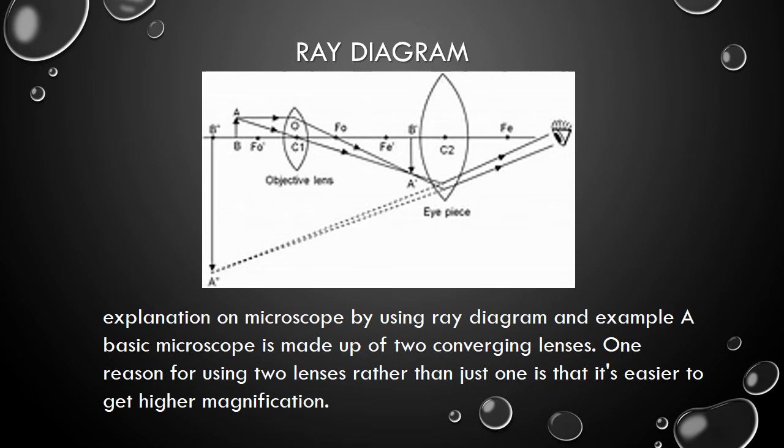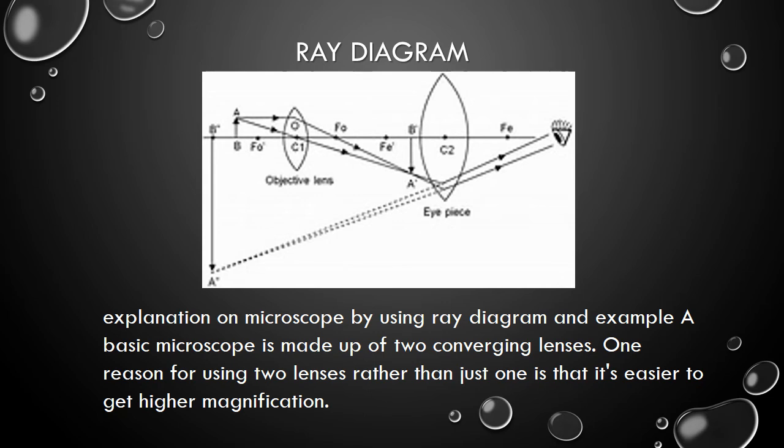It is made up of two converging lenses. The lens closer to the object is called the objective lens. The other lens, closer to the eye, is called the eyepiece.